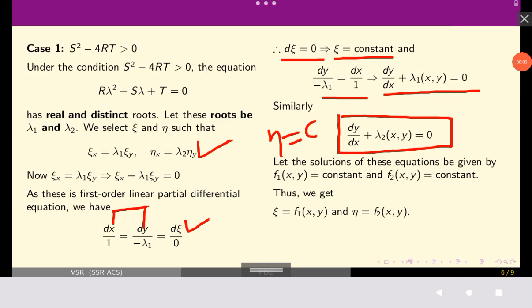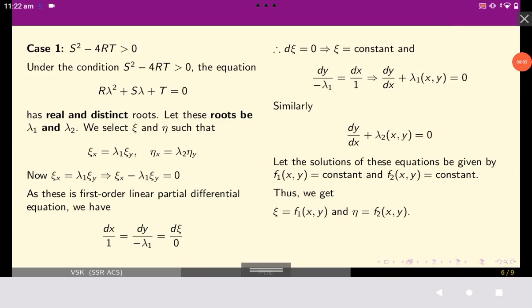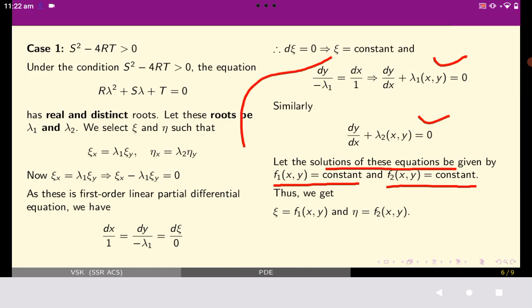And we don't know the solution of these two at present, so we can make a supposition. Let us suppose that the solution of this equation may be f1(x,y), which is equal to constant, and f2(x,y), which is equal to constant. So from these two, that is xi is equal to constant and f1 is equal to constant, we get the first value xi is equal to f1, and similarly we get eta is equal to f2 by taking eta is equal to constant and the second value f2. So in this way xi and eta we have obtained.